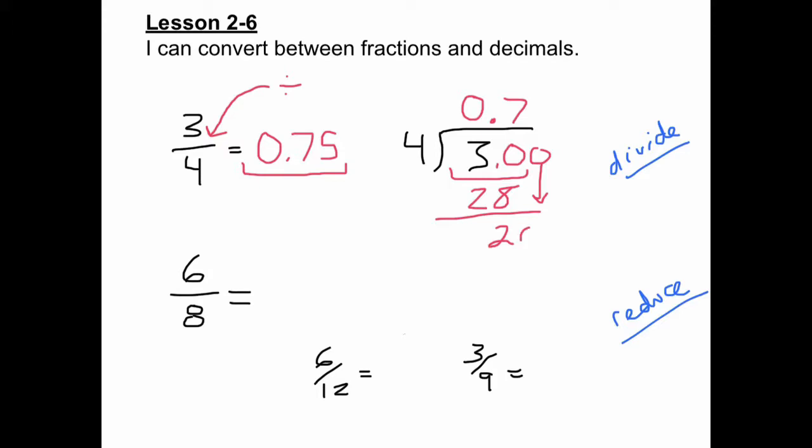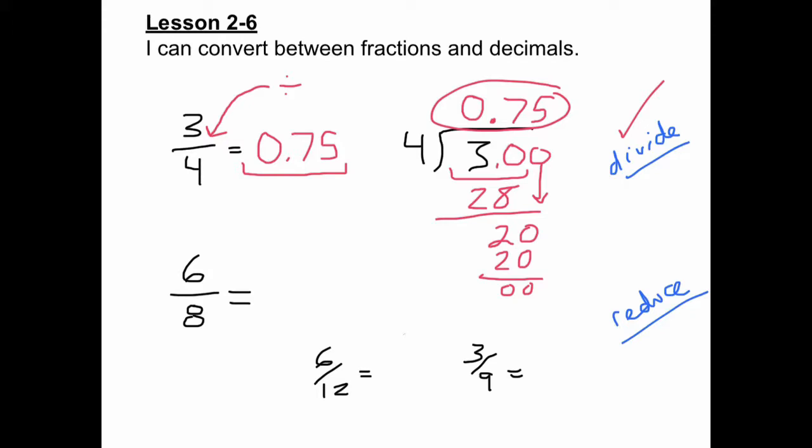And bring down the 0. And 4 goes into 20 5 times. 4 times 5 is 20. So I have no remainder. The answer to 3/4 is 0.75. So I can divide. Another way to do a conversion is to reduce.